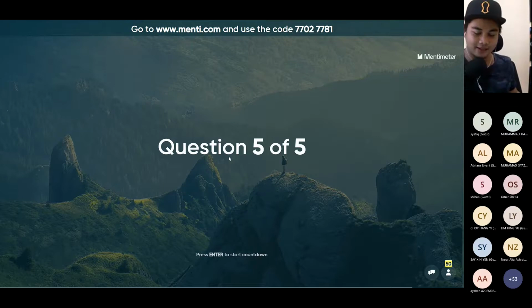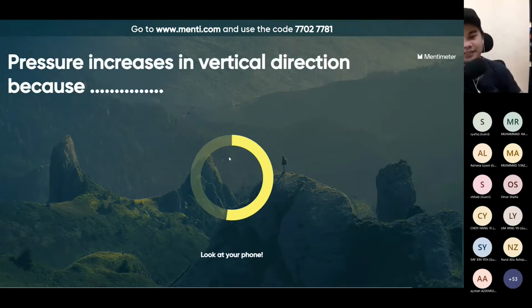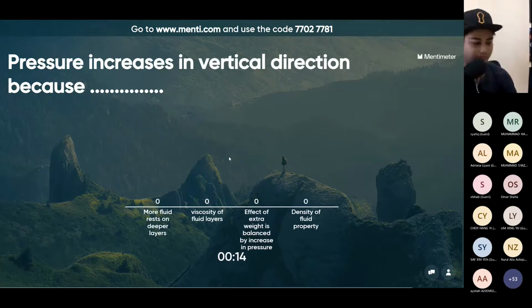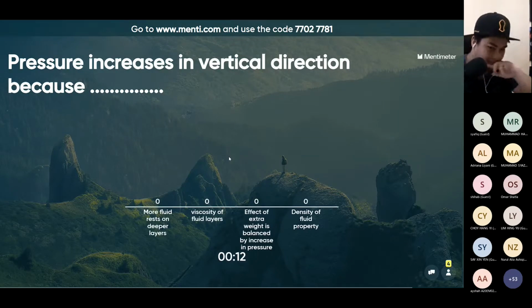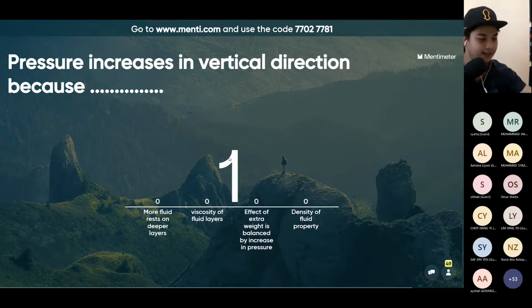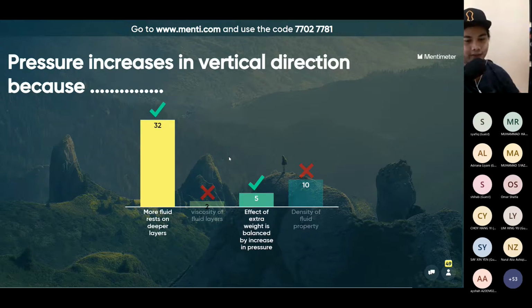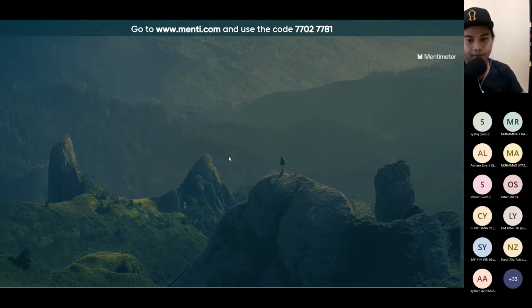Finally, please determine the winner. Answer fast to get more points. Pressure increases in the vertical direction because of what? Okay, let's see. Time's up. You have to answer. Fluid resting on deeper layers, correct. The second one, the effect of extra weight.